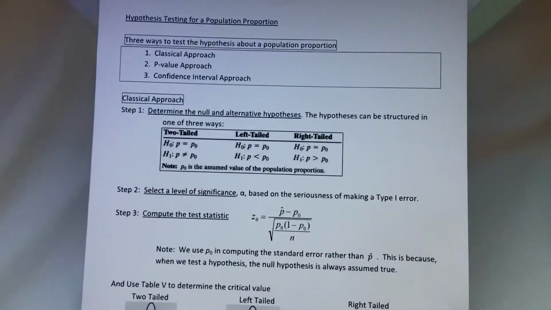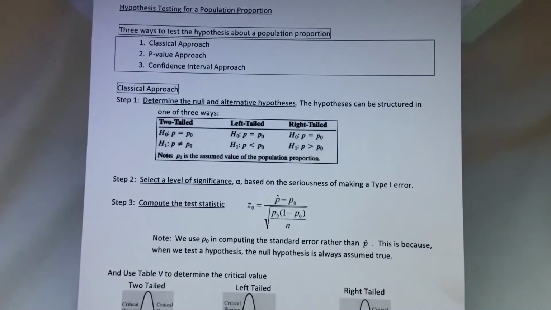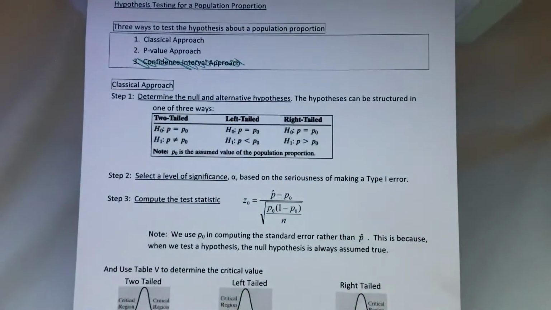So, hypothesis testing for a population proportion. Now there are three ways to do this: the classical approach, the p-value approach, and the confidence interval approach. We are not going to use the confidence interval approach. The reason for that is it only works for two-tailed tests, and if you learn two other ways to do it, there's no reason to have a third way that doesn't always work.